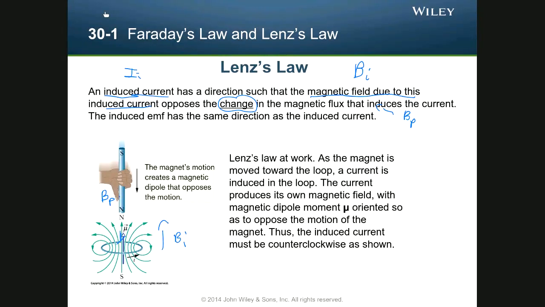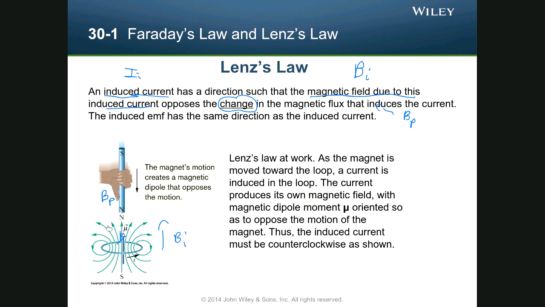Again, we look at the magnetic flux from the primary field. It's going down and getting bigger, it's increasing as the bar magnet goes towards the loop. So if I'm going down and getting bigger, my induced magnetic field will oppose that change. It'll want to keep things normal. So if my initial field is down and increasing, the induced field will be up, and that'll oppose the change. Now, keep in mind, it doesn't oppose the field. It opposes the change in the field.